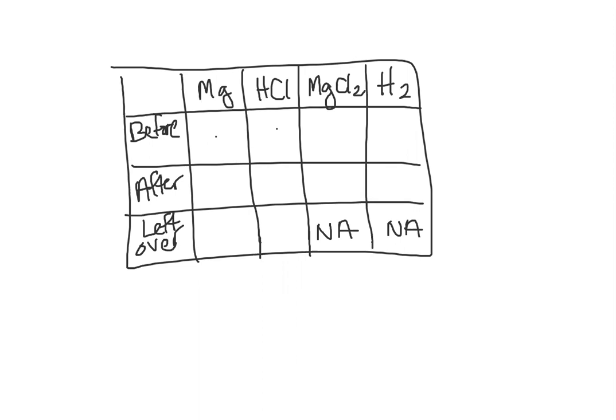So just so you know, this will be 0 and this will be 0 because before, we don't have any of those. And after the reaction, we don't have any of these. Well, I guess there could be some left over, but we don't have any after the reaction. Okay, so I want you to finish those two for homework.